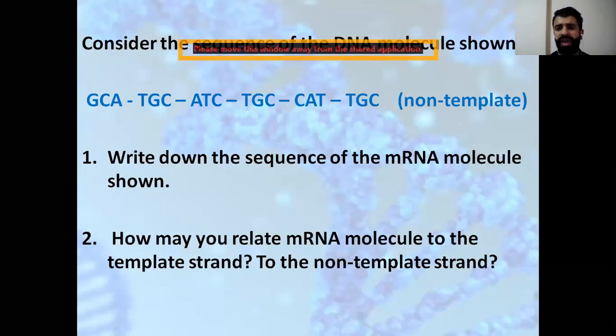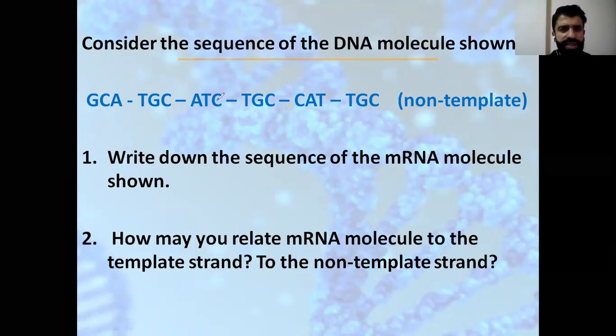Consider the sequence of DNA shown below. This sequence contains GCA, TGC, ATC, TGC, CAT, TGC, and so on. So here we have the sequence. This sequence is called the non-template. We said that it's called the non-template.